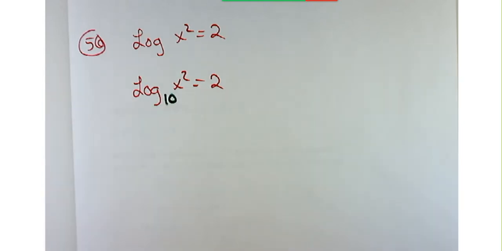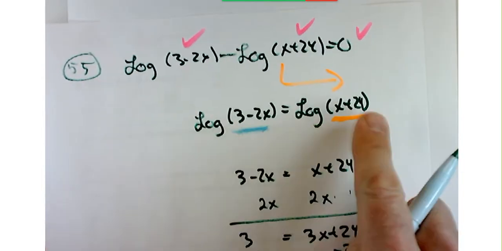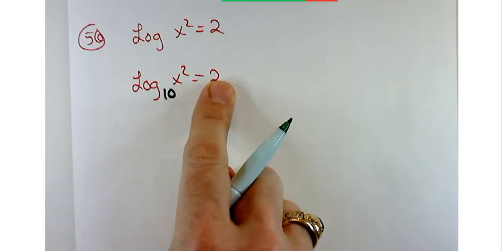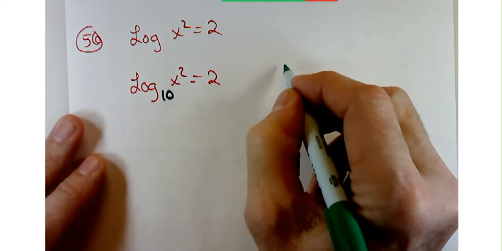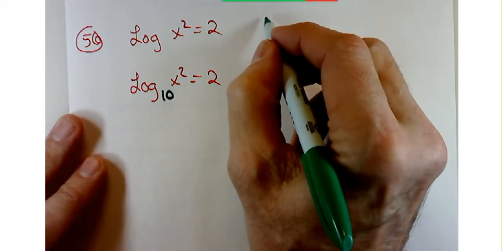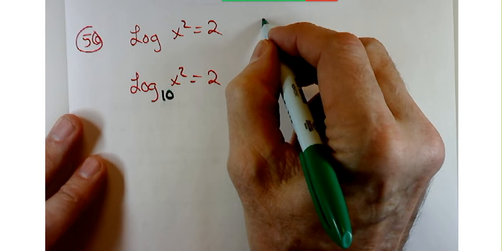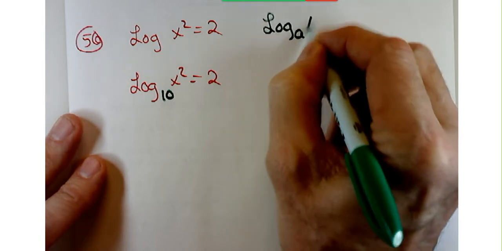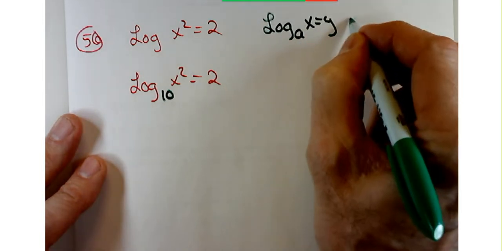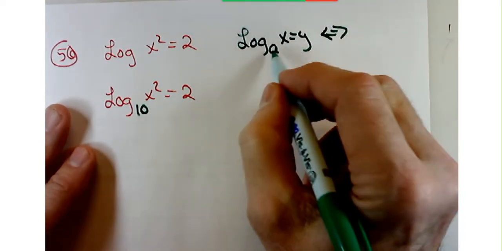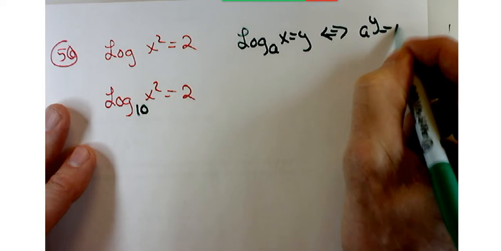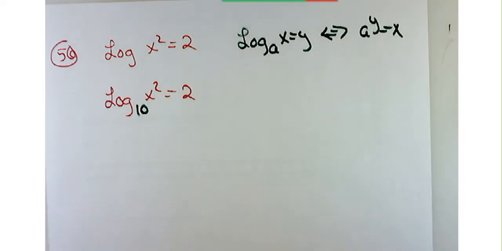Now, unlike the last problem, where I had the log of something equals the log of something else, I don't have logs everywhere here, do I? I can't do it with the last method. It just isn't working here. But what I can do is rewrite it. And one of the things that I would star at the top of your test when you get it is: log base a of x equals y is equivalent to a to the y power equals x. That's the thing we've got going here for ourselves.